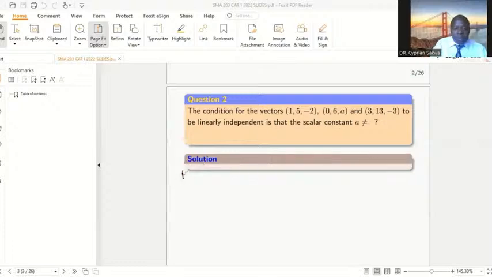Now we're answering the question. Let x, y, and z be the scalars, and we look for the condition that will make these scalars all zeros. So x times the first vector. You can write it in column form or in row form, there's no problem. y times the second vector. z times the third vector.